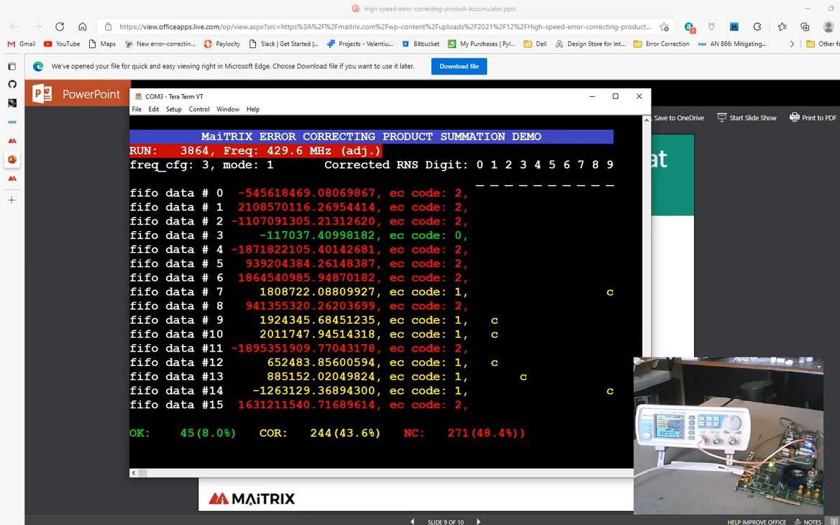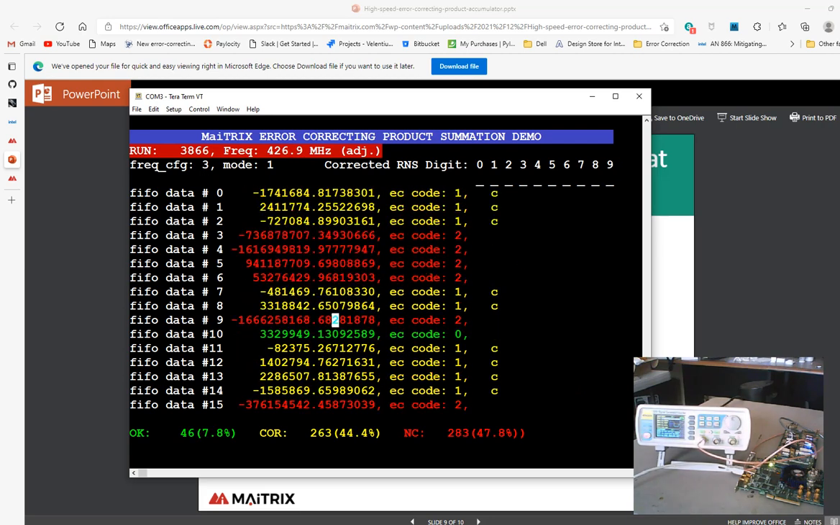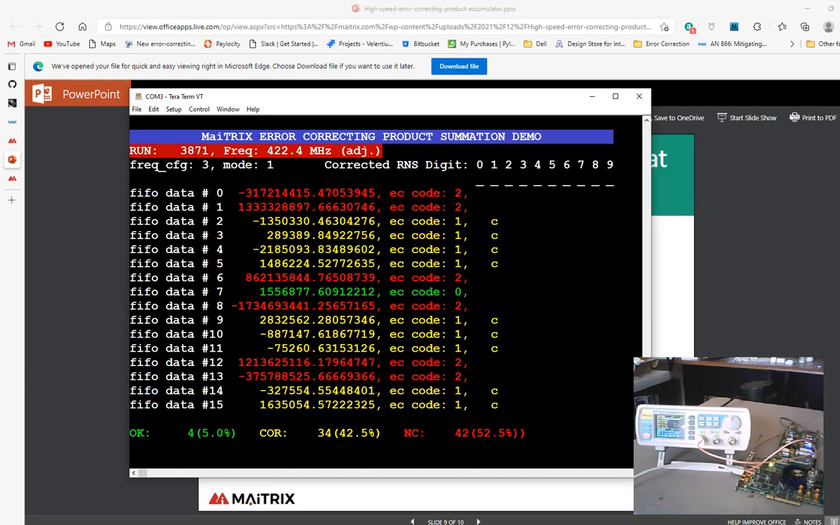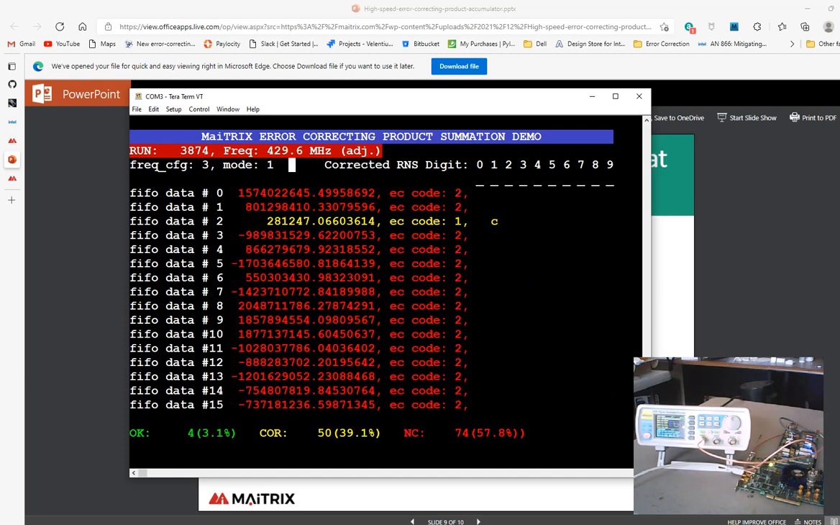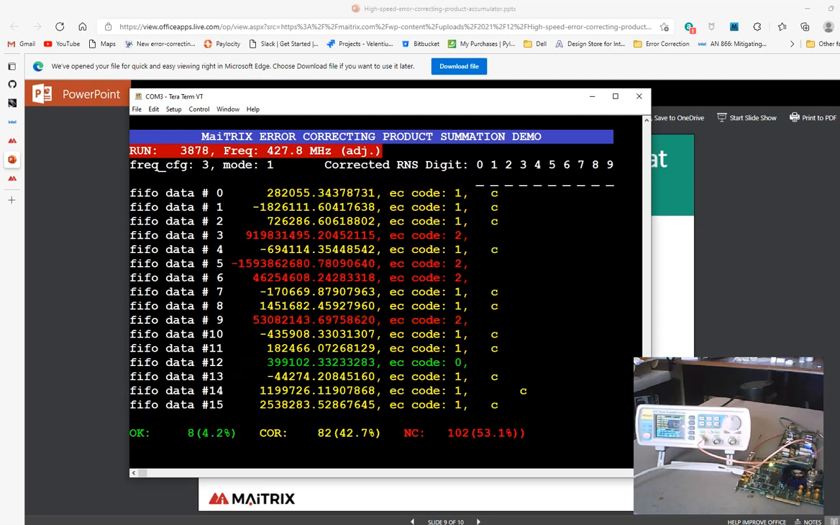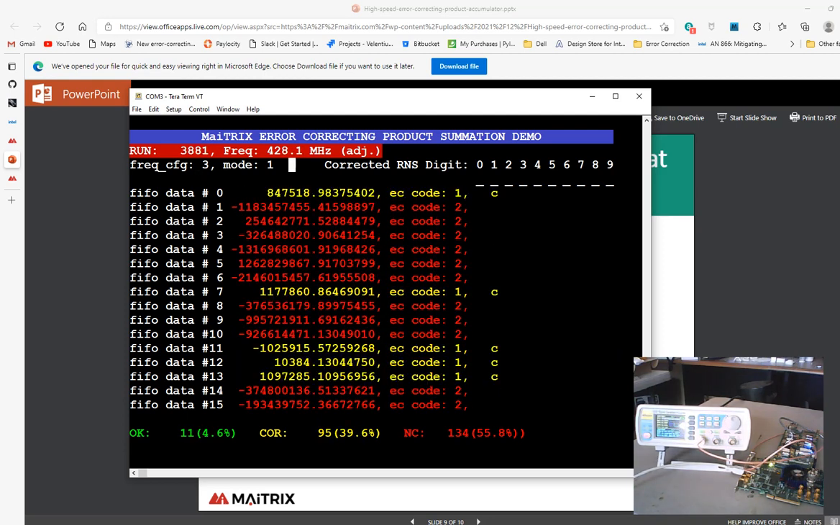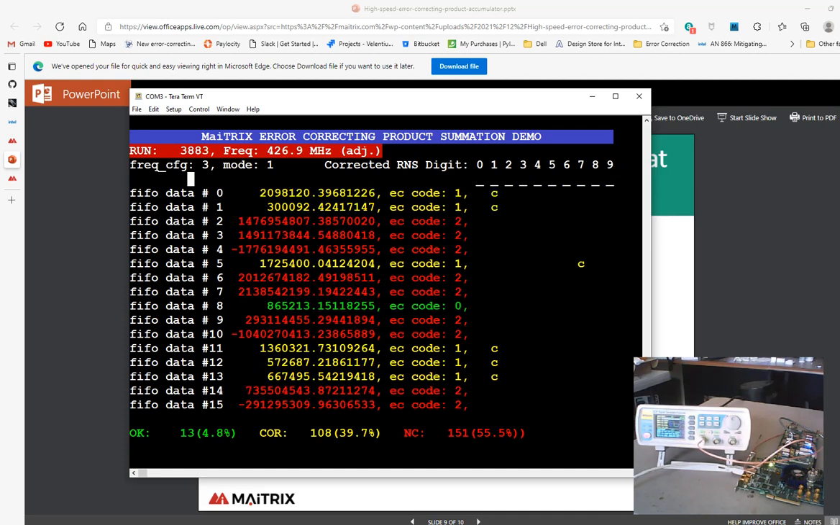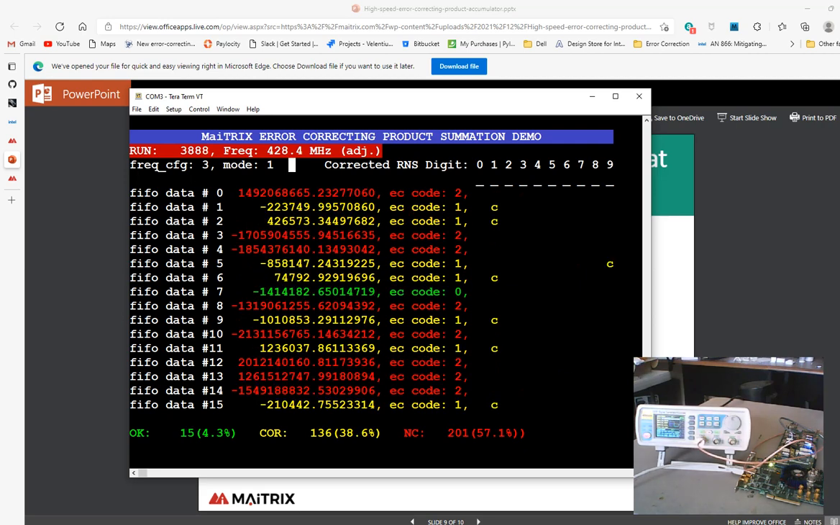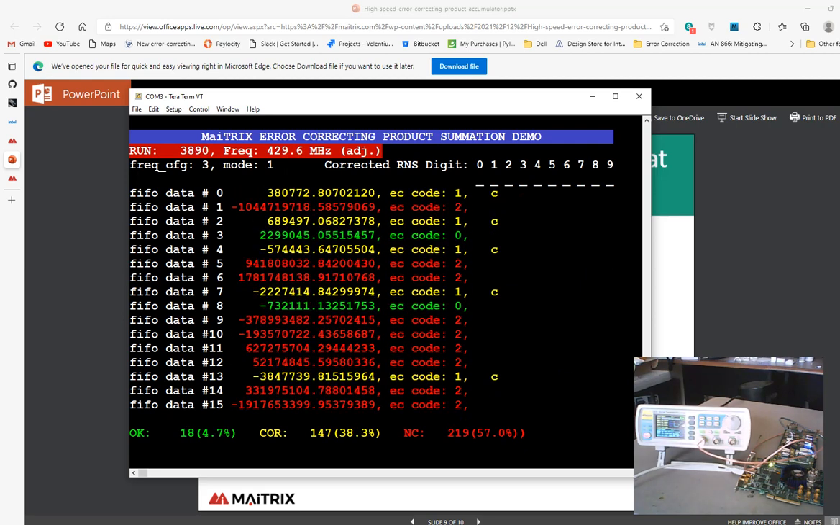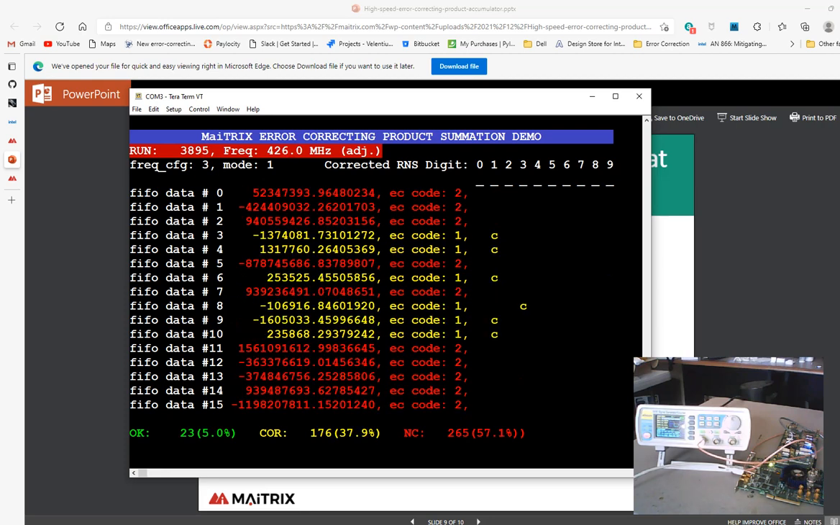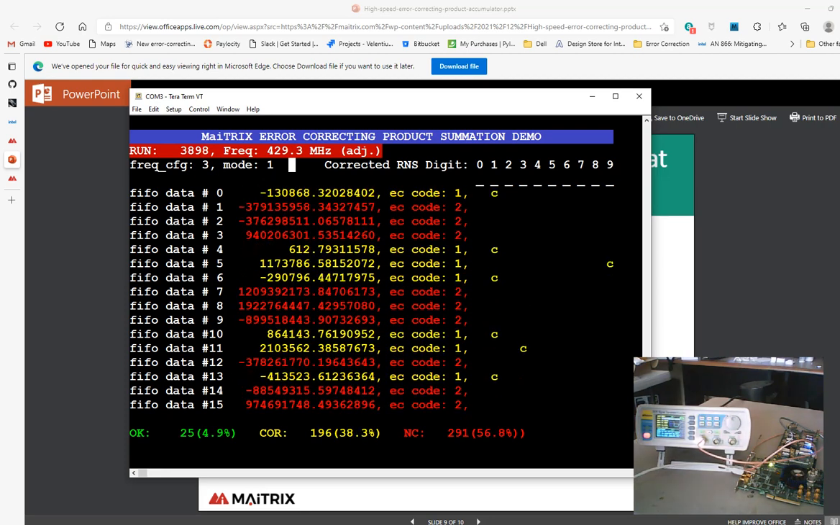And again, we can go ahead and reset our counters. And now we see that the non-corrected results are over 50% and the corrected is under 50%. Interestingly, you still have about 5% of values that come through that are just correct. And we're operating at 427 megahertz. It's well in excess of what the rated Quartus was on this. So that's what it looks like.